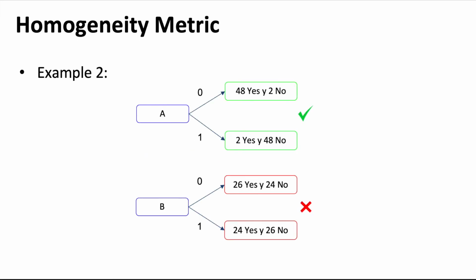So at the end, we can conclude that the variable a is much better than the variable b, because it allows us to separate much better among the classes compared to b, where we get a confusion.